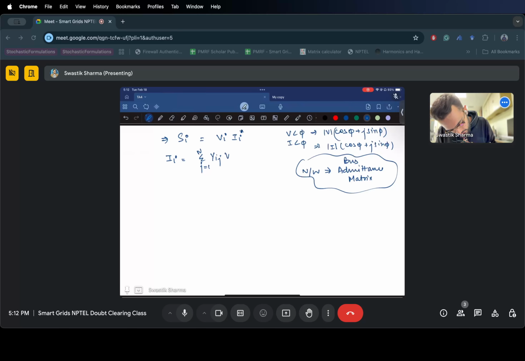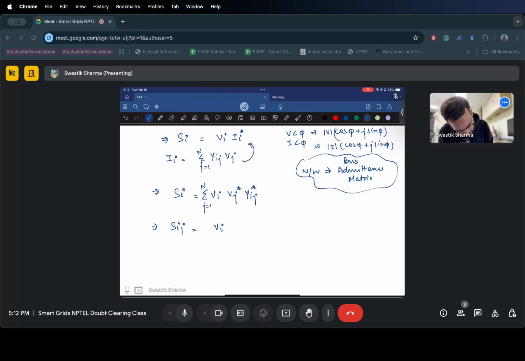Yij, Vj. This is how your current injection is written. And if I substitute into this equation, what I get is Vi Vj star summation of j equals 1 to n Yij star. So knowing only the voltage phasors, you can derive anything, your current and then your apparent power. You can even derive your power flow between two lines, which is what?